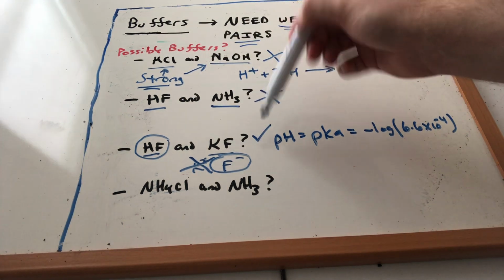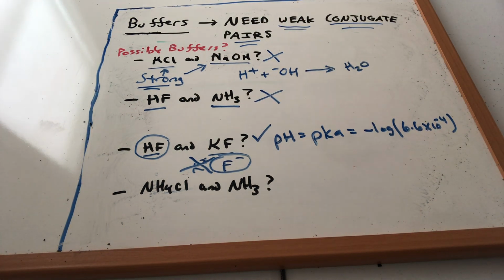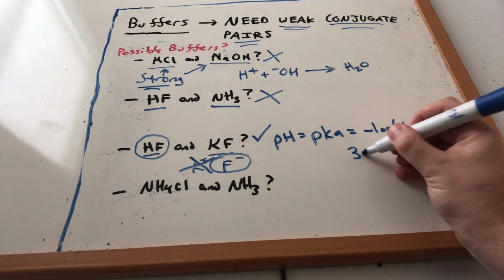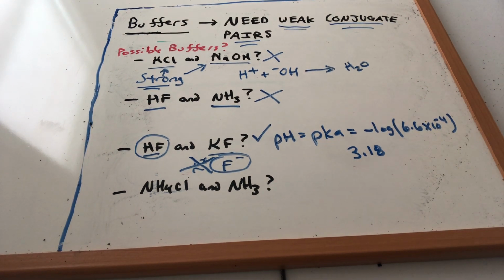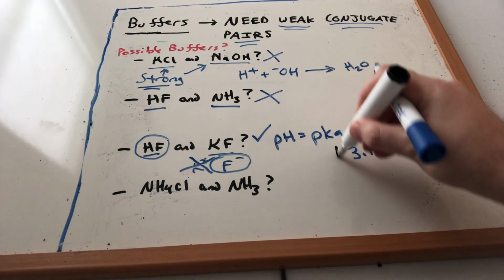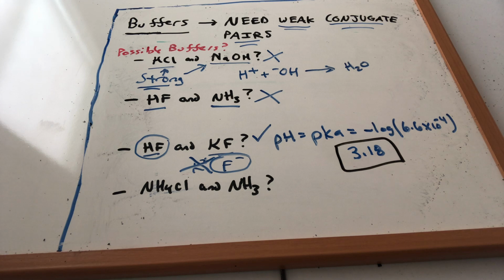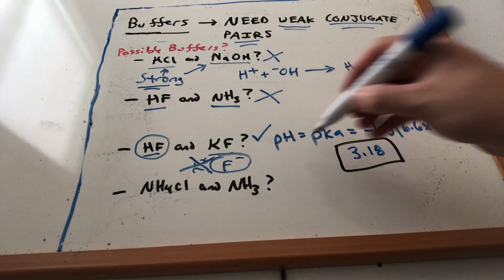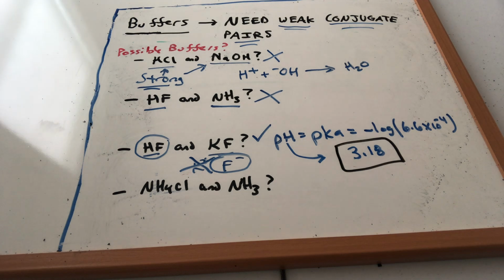So will this form a buffer? Absolutely it will. This buffer will have a pH that's near the negative log of 6.6 times 10 to the minus 4. So it's going to have a pH that's near 3.18. Okay. So if I want to construct a solution with a pH that's near that, and I want it to resist changes in pH, I want to make a buffer, all right? This would be an appropriate choice to hit that pH, right? Or be close to it.